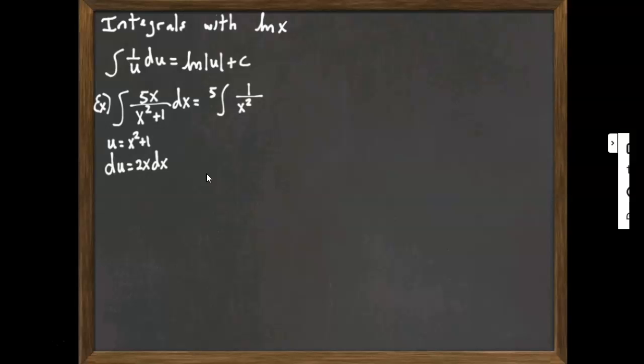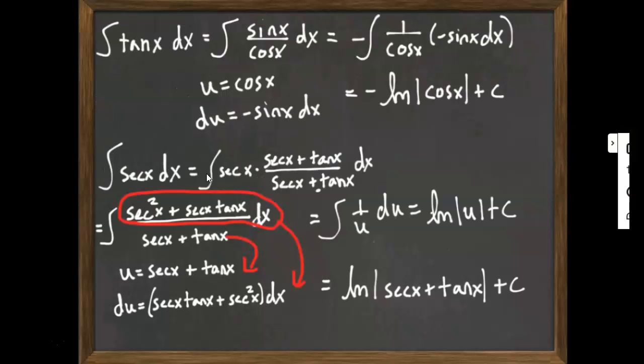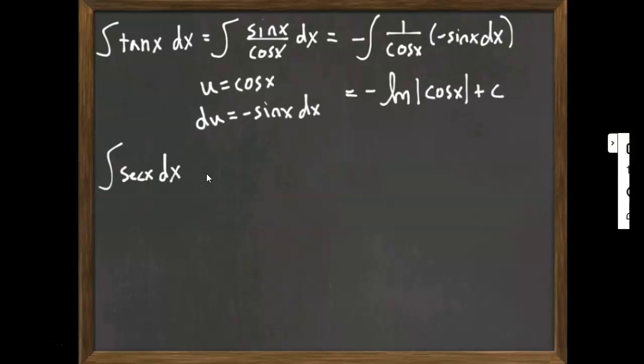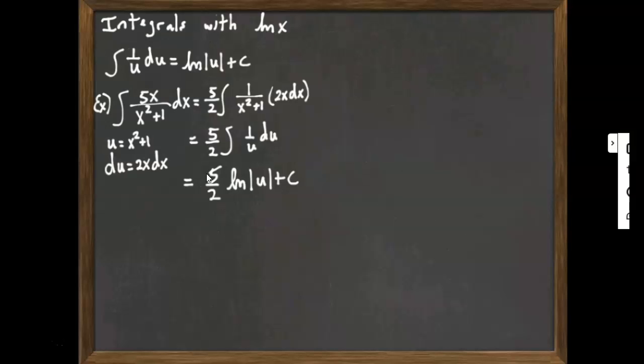We have 1 over x squared plus 1, and then times 2x dx. All right, we need a 2. So I pulled a 2 out of nowhere and put it inside. So on the outside, I have to divide by 2. Now this is set up as 1 over u and du. So we can go ahead and rewrite 5 halves integral 1 over u du.